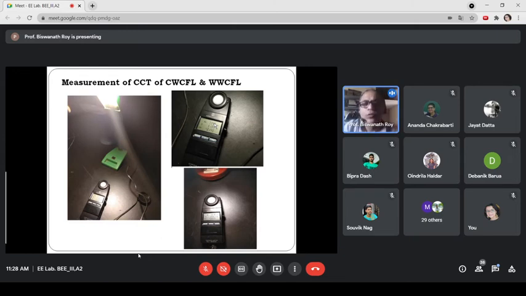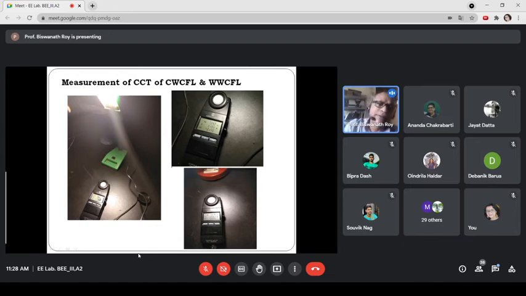Then we need to remove the cap from here. We need to remove the cap from the sensor and use the sensor for measuring the CCT by placing it just under the source.